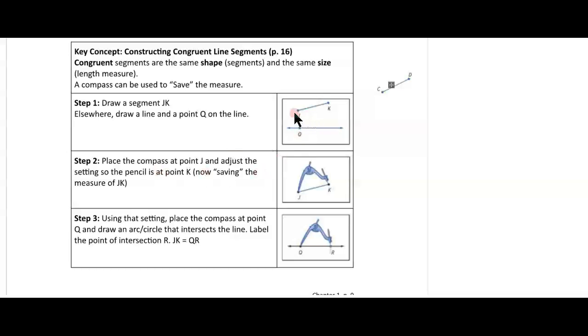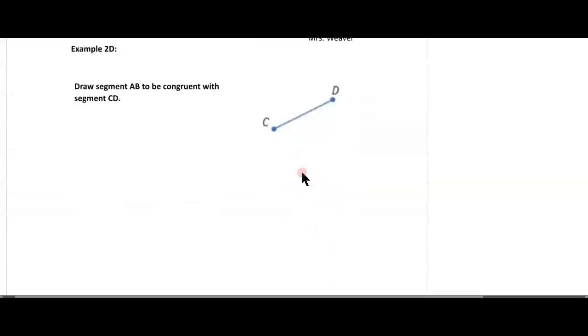I'm going to measure the initial distance with my compass, and then I am going to use that to create a little tick mark on my new line. So we'll see that here. I have CD, and I want to copy it onto AB, so I'm going to draw a line. I'm going to put a point A on this line.